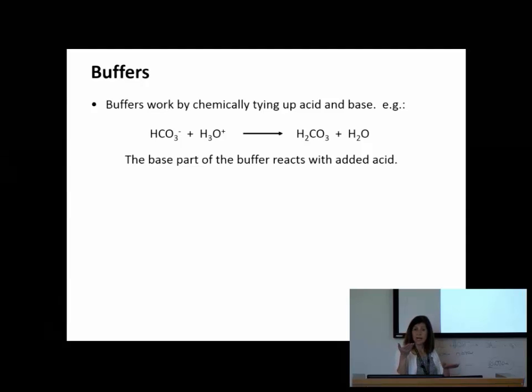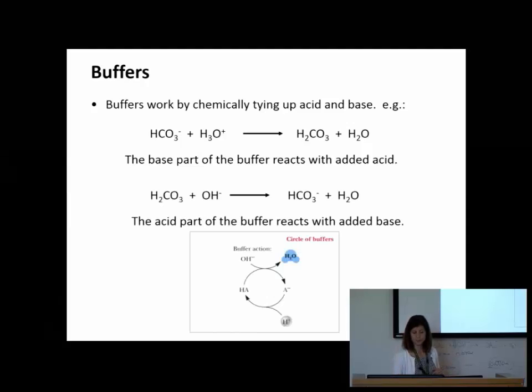So here, if we add base, hydroxide, then the acid part of the buffer is going to react with it. So the acid part of the buffer, this guy, is going to react with added base to produce the base part of the buffer and water. It can get confusing if you don't have this straight.